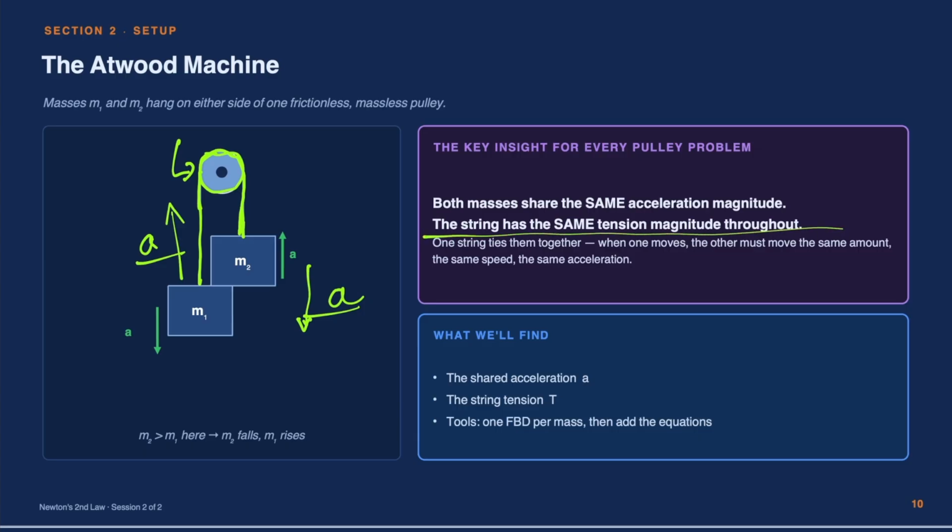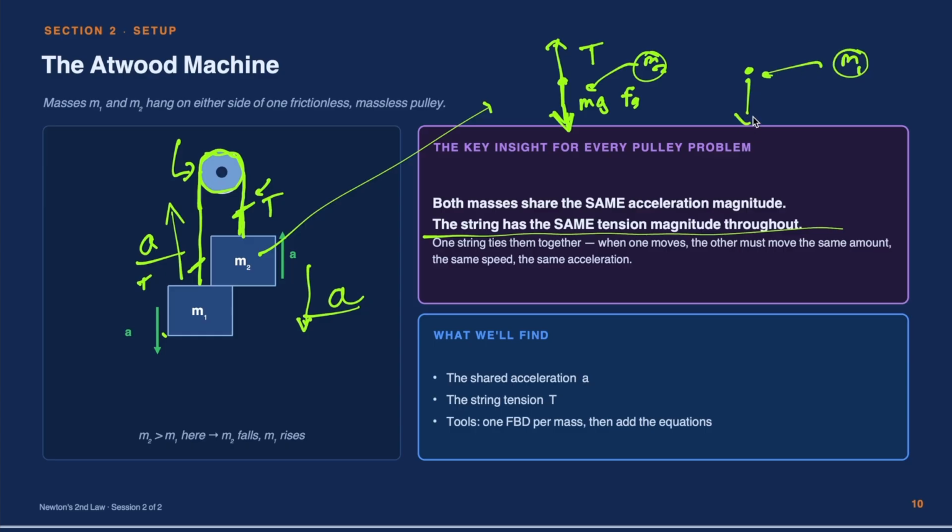The string has the same tension magnitude throughout, which means the tension over here is going to be equal to the tension over here. So if I was to draw the free body diagram for M2, right? We know mg is pulling me down, force of gravity. And what's keeping me up? Tension. But when the mass is released, mg might be greater than tension, which leads to a net force, and I start falling. Because net force means acceleration, right? And for M1, so this is M2, M1, same thing, mg downward, tension upward.